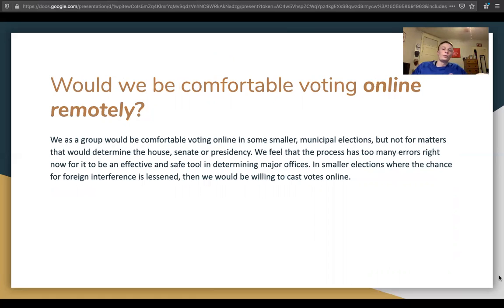All right, so would we be more comfortable voting online remotely? Like Joey said, we agreed as a group we would be more comfortable voting online in some smaller municipal elections, but not for matters that would determine the House, Senate, or presidency. We feel that the process has too many errors right now for it to be an effective and safe tool in determining major offices. So in city elections where you're voting for city council, school board, stuff like that, we feel like it'd be good to use e-voting, but for big elections, the margin of error is just too small to trust e-voting.